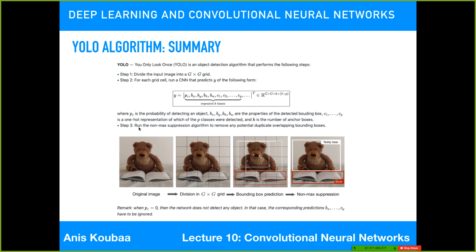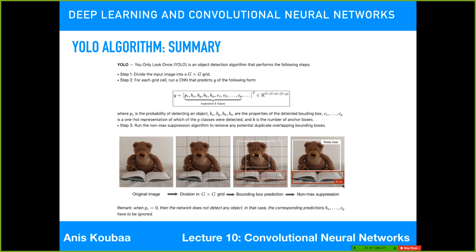So then you run this, and it is going to give you for the same image several bounding boxes, as you can see here. For example, 3 bounding boxes for the teddy bear and 2 bounding boxes for the book. Then you apply the non-max suppression algorithm to remove any potential duplicate overlapping bounding boxes, and finally you get for the teddy bear only 1 bounding box and for the book only 1 bounding box. This is in summary the YOLO algorithm.